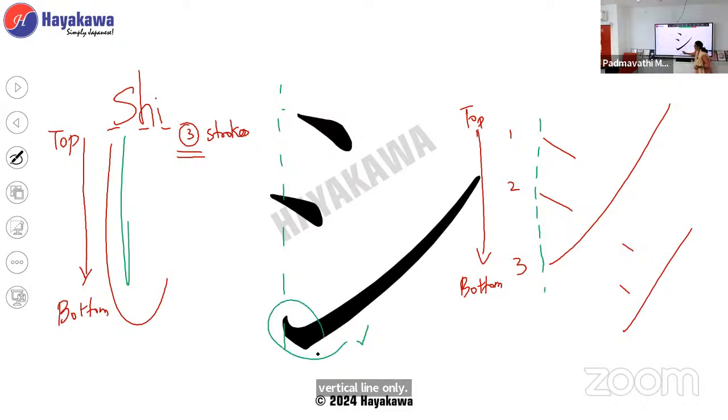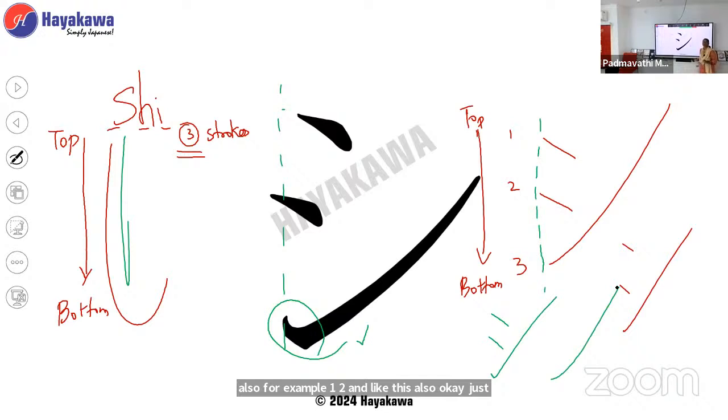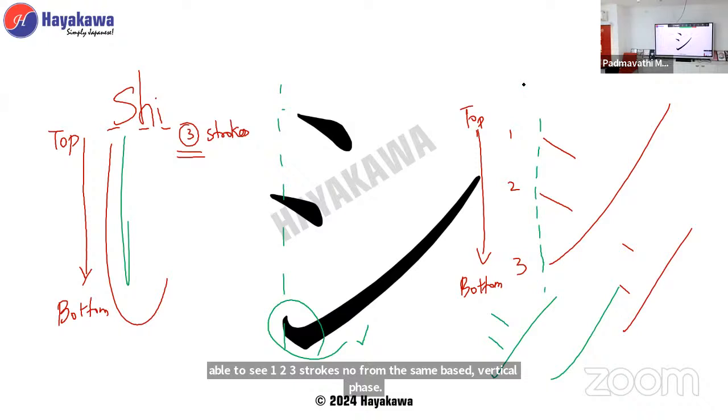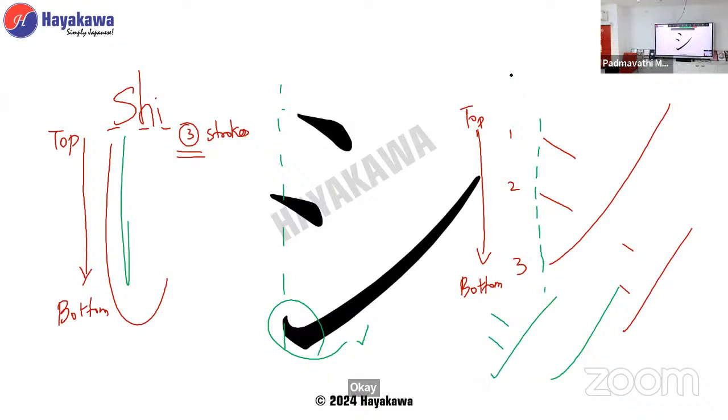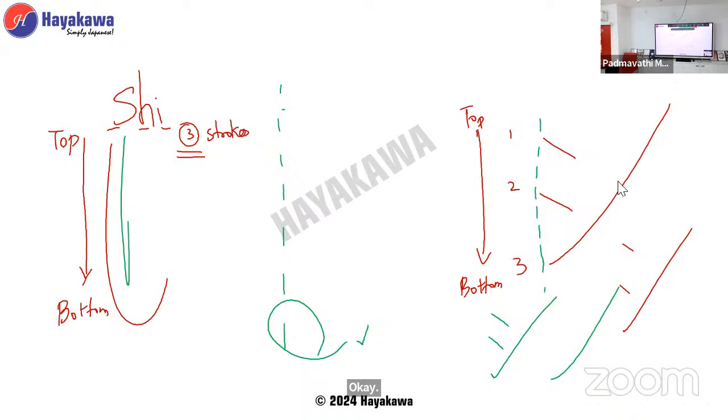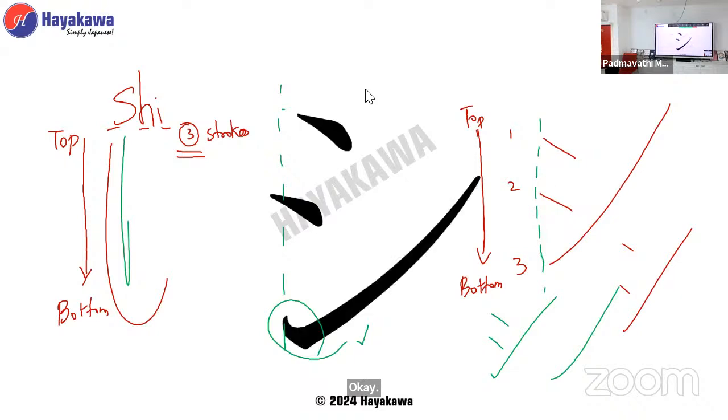Here you have it like a tick mark, so you can make it like that also. For example, one, two, and like this also is okay. Or just normally curved is also okay. But the thing is, when I put a vertical line, I must be able to see the one, two, three strokes from the same vertical base. That's it. All right, so this is shi.